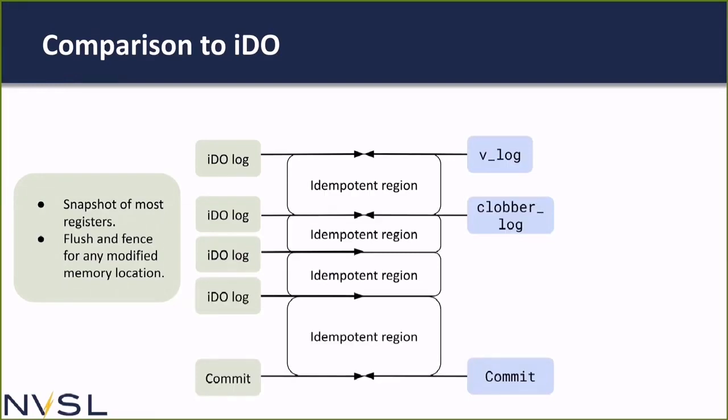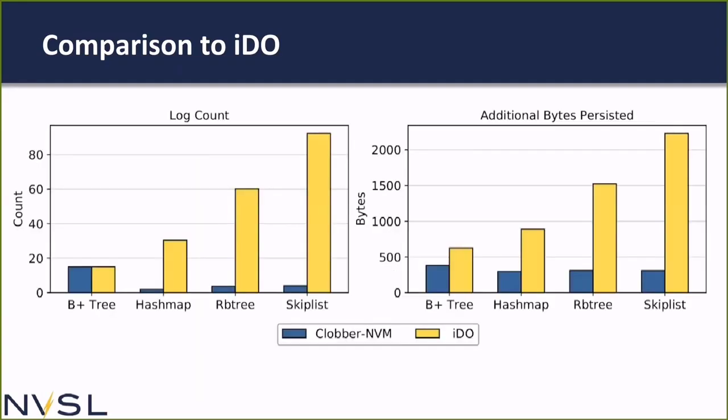Clobber NVM only needs to log when a write clobbers a transaction input. On the contrary, IDO logging needs to log whenever a write clobbers an idempotent region's input, and not all region inputs are transaction inputs, as they may be intermediate state local to the transaction. Our evaluation shows that it logs 1x to 23x more frequently compared to Clobber NVM, depending on the specific data structures and workloads. On average, IDO logs 4.2x more bytes compared to Clobber NVM, and it can log up to 7.2x more bytes on skip list.